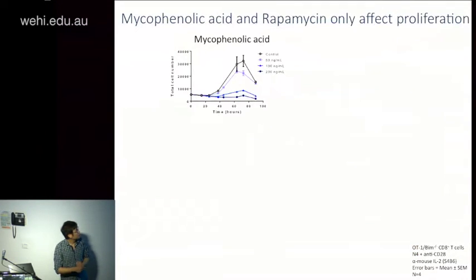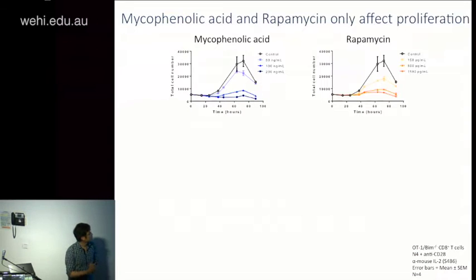So here we have mycophenolic acid, and on the right we have rapamycin. As you can see, both of these drugs can decrease the total cell numbers in a dose-dependent manner. But the question is, how are they doing this? Are they affecting survival, or are they affecting proliferation, or are they having effects on both?